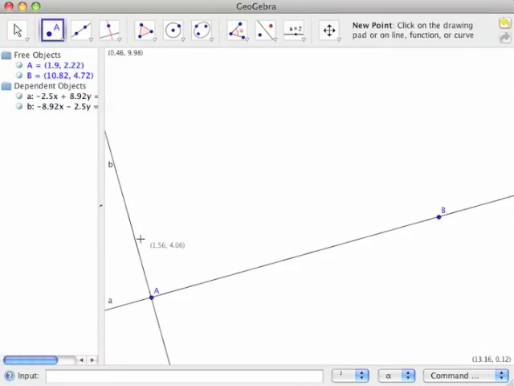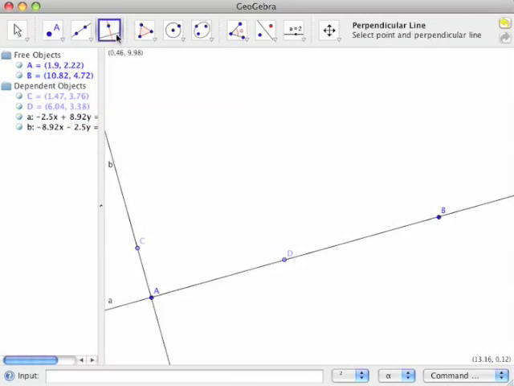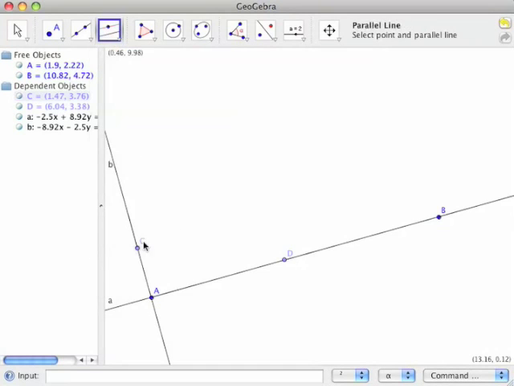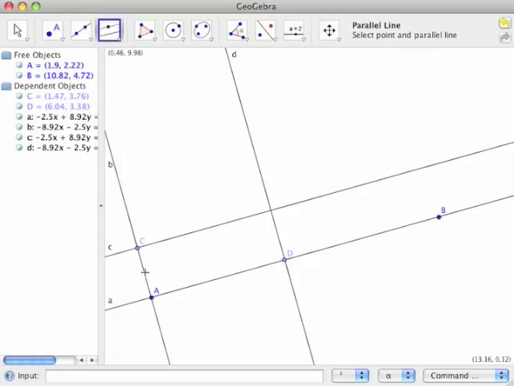Now I might just mark some points for the other corners of my rectangle, say there and there. Now I need to draw on the other two sides so that this line here will be parallel to that one, etc. So I'm going to pick up a parallel line through C parallel to this line, and a parallel line through D parallel to that one. And so there's a rectangle.